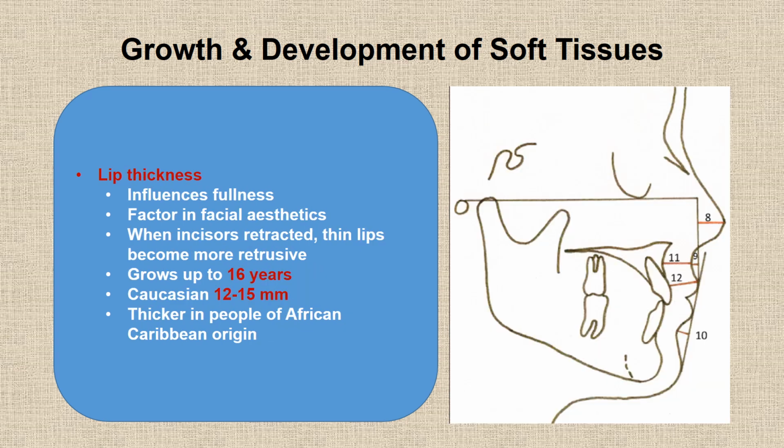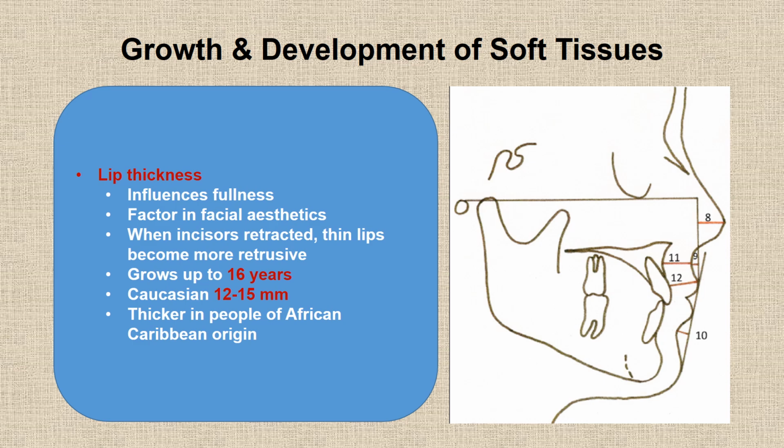Now, lip thickness influences the fullness of the lip and is a major factor in facial aesthetics. When incisors are retracted, thin lips tend to become retrusive. Lip thickness grows up to 16 years of age. In Caucasians, this is about 12 to 15 millimeters, and it is thicker in people of African or Caribbean origin. Lip thickness is usually measured at the level of the A point.